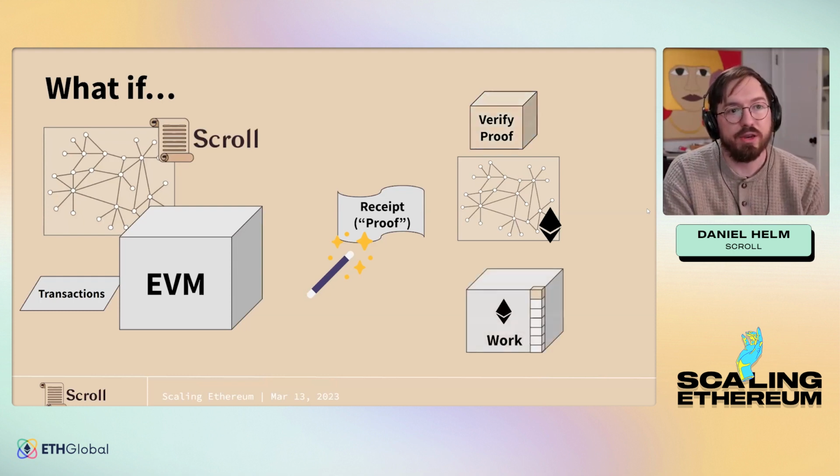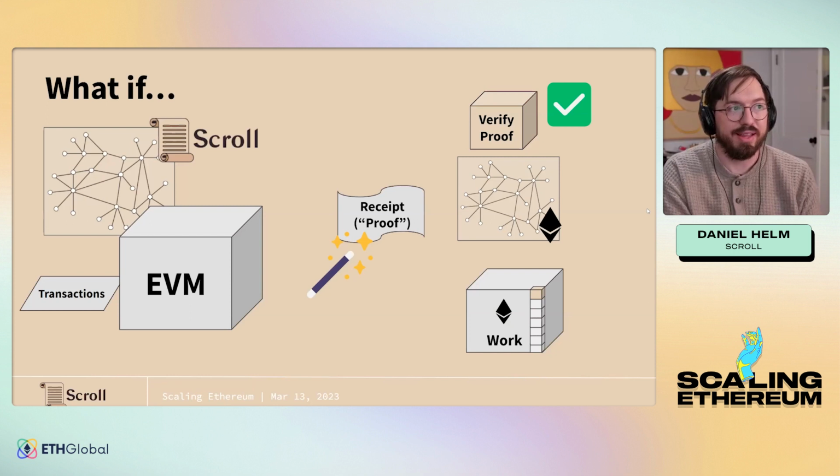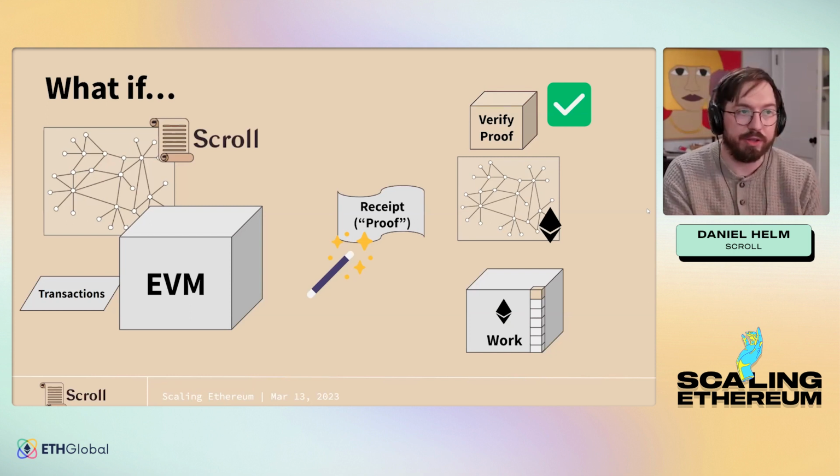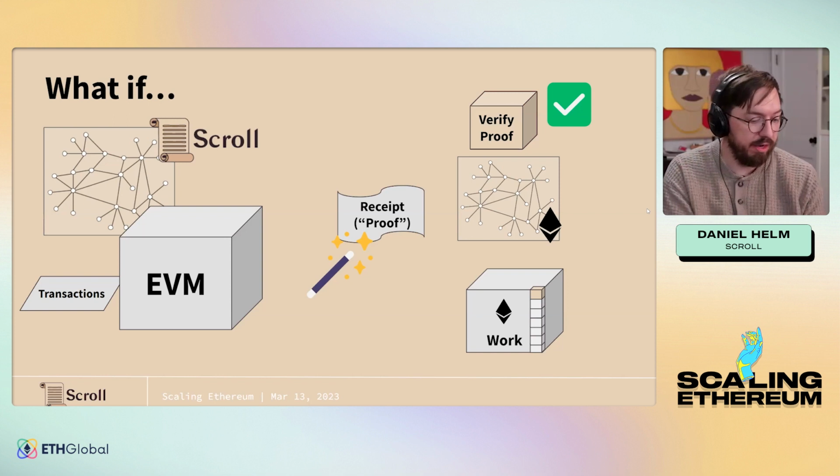And so we can use a little bit of that computational work on Ethereum to verify the proof of everything off-chain happening on Scroll and say, yep, Scroll's following the rules. Scroll is acting just like an EVM should act. And now that we've verified, we can trust that the next state is the true state.